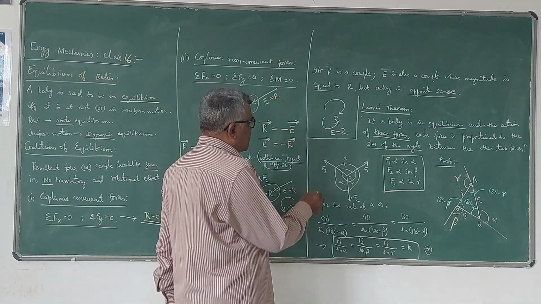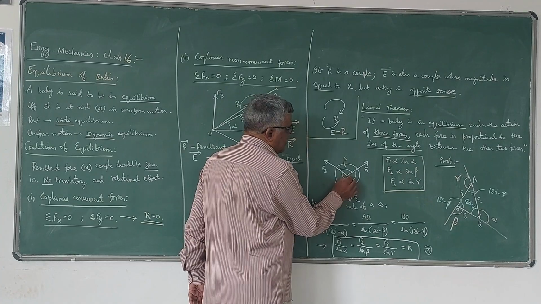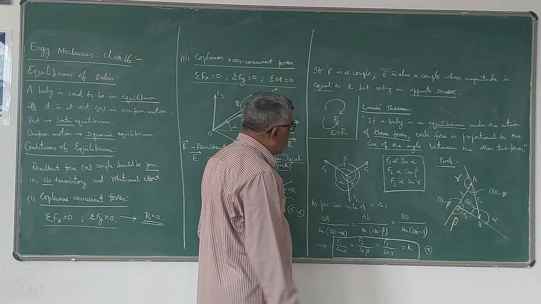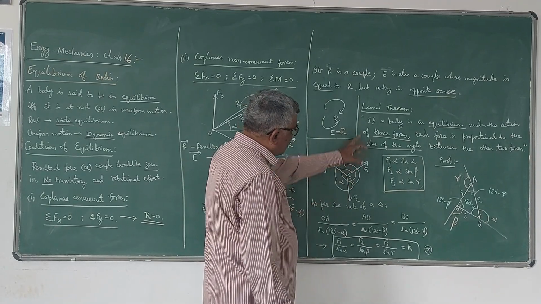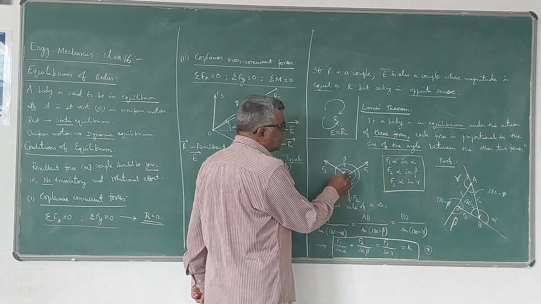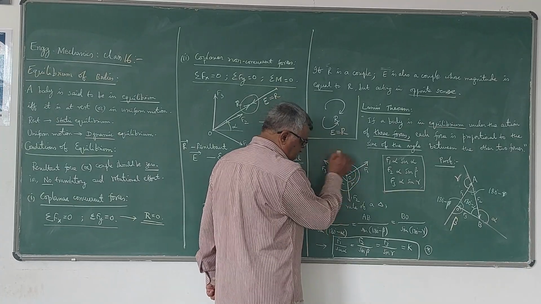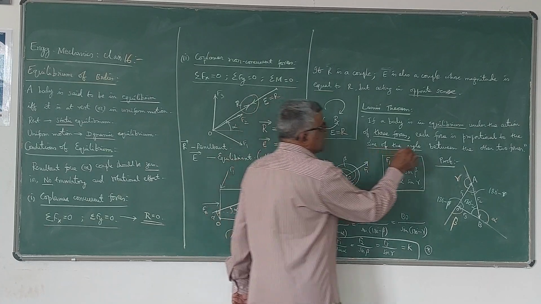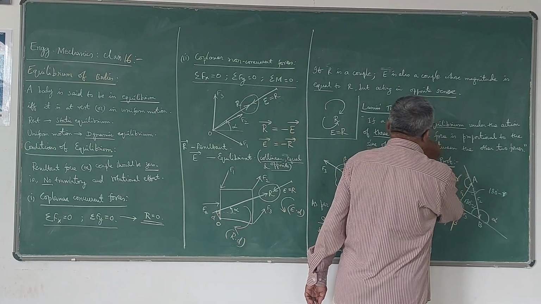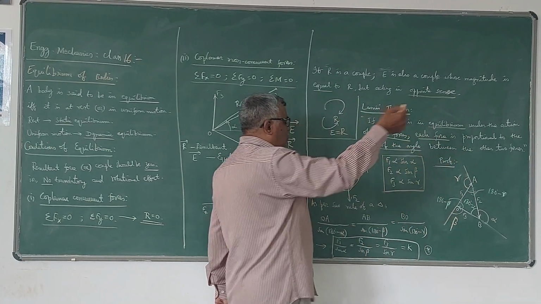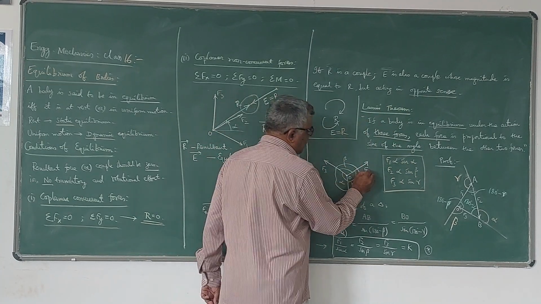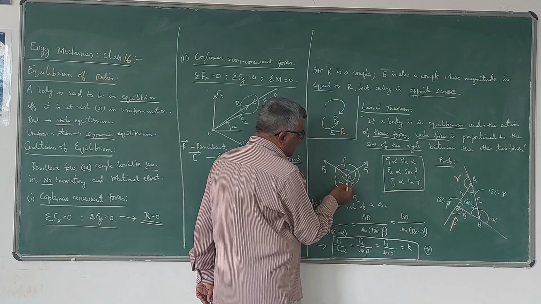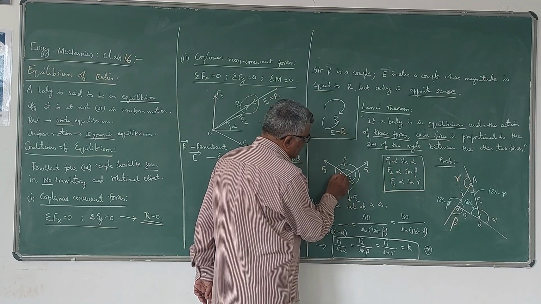I will take 3 concurrent forces like this. F1, F2, F3 are the 3 forces meeting at point O. Then, according to this theorem, if the body is in equilibrium under the action of these three forces, each force is proportional to sine of the angle between the other two forces. So for example, I will take F1 force. F1 force is proportional to sine of the angle between the other two. So I will take the angles like this.